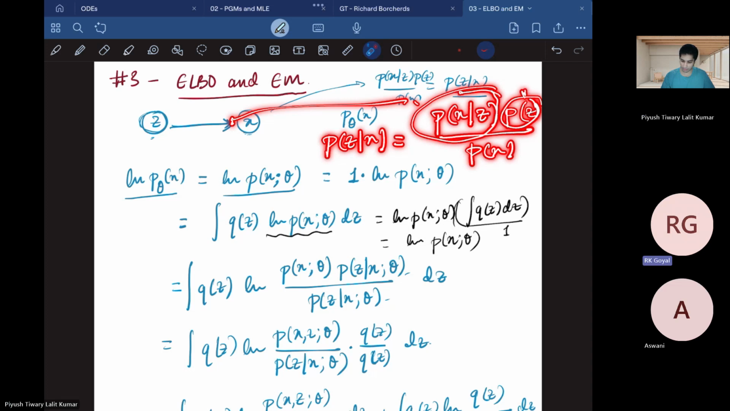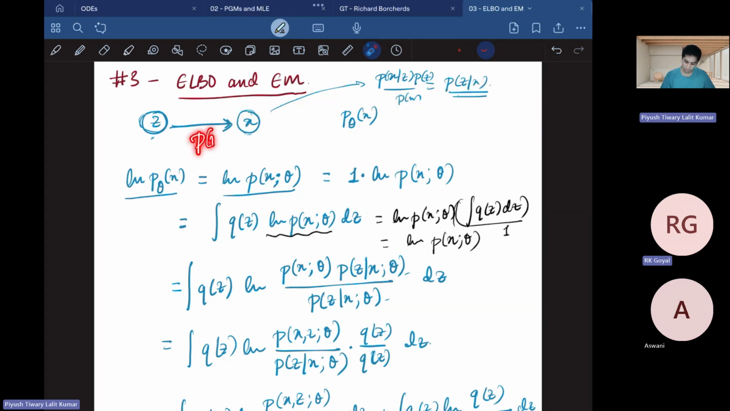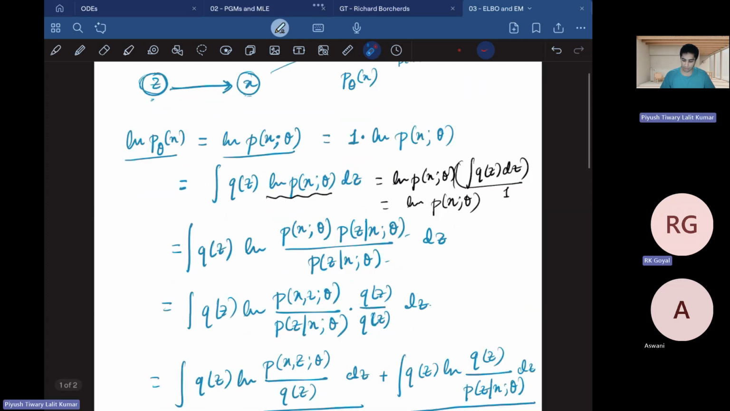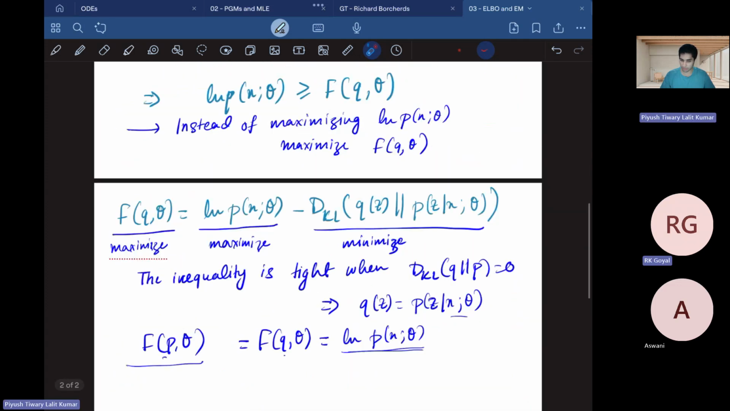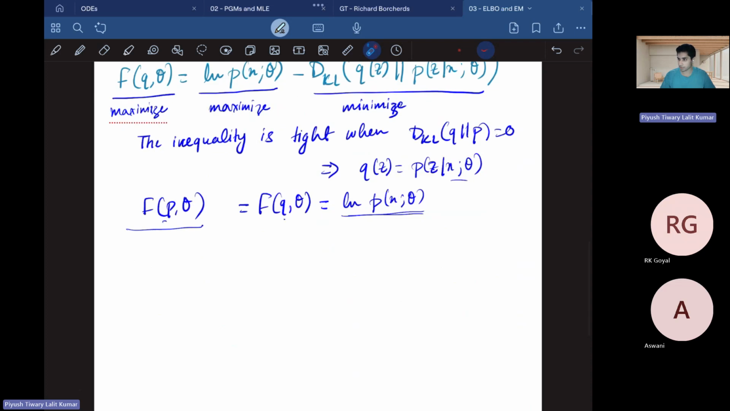Does that make sense? So PGM is, we will take help of PGM somehow to calculate this P of X given Z. For example, if you have seen these Gaussian mixture models, right?